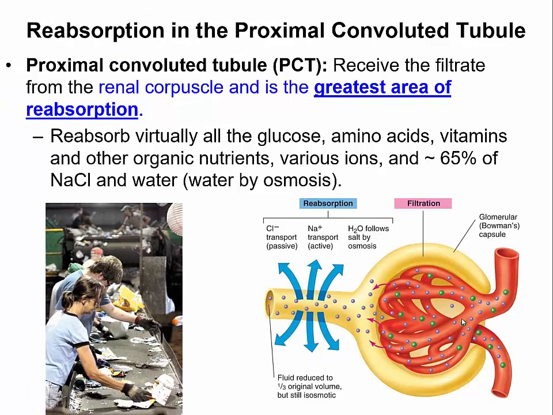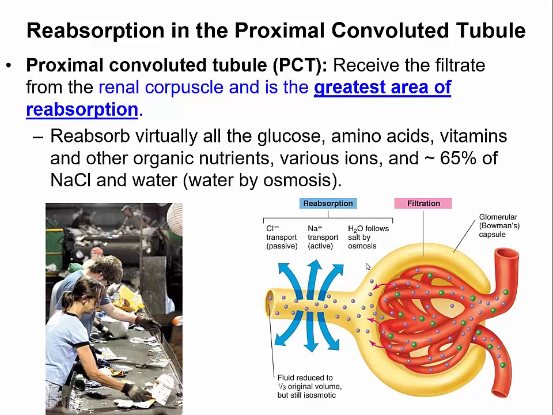In this video, we're going to go over the reabsorption in the proximal convoluted tubule. Remember, the proximal convoluted tubule receives a filtrate from the renal corpuscle, and it's the first part of the tubule system. You want to note this: it's the greatest area for reabsorption of substances into those peritubular capillaries.